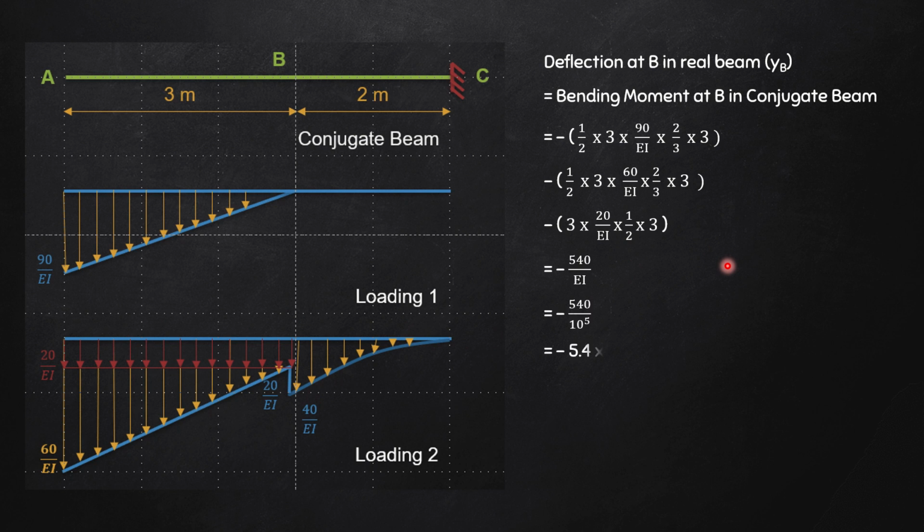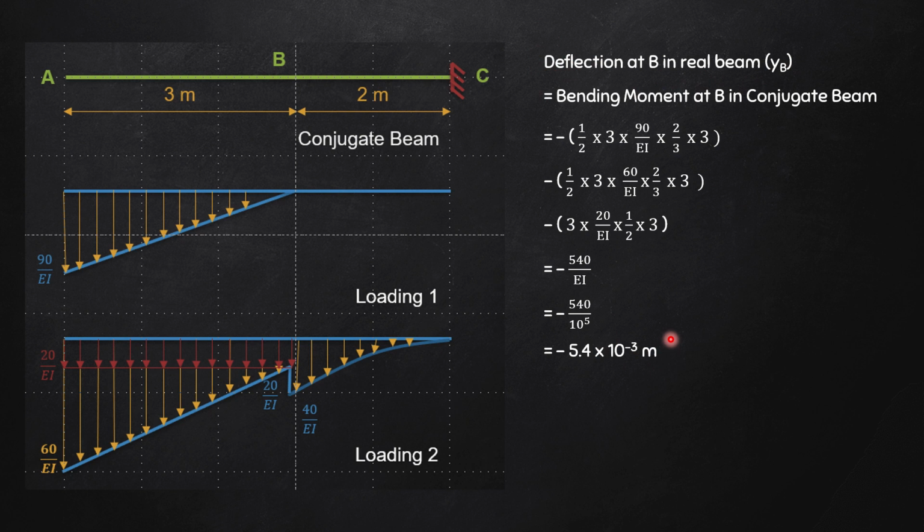Putting the value of EI, I get the answer as minus 5.4 into 10 raised to the power minus 3 meter. Okay, because we are finding out ultimately the deflection at B in the real beam. Definitely, this is the bending moment at conjugate beam, but ultimately we are finding out the deflection at B in the real beam. So this answer should come in meter.